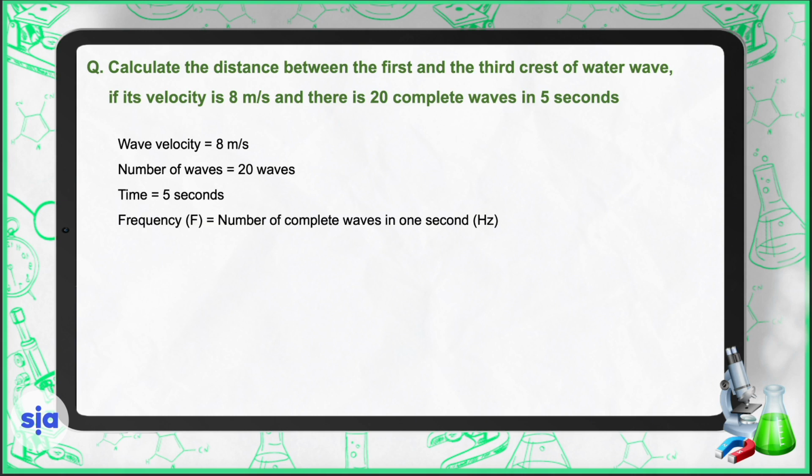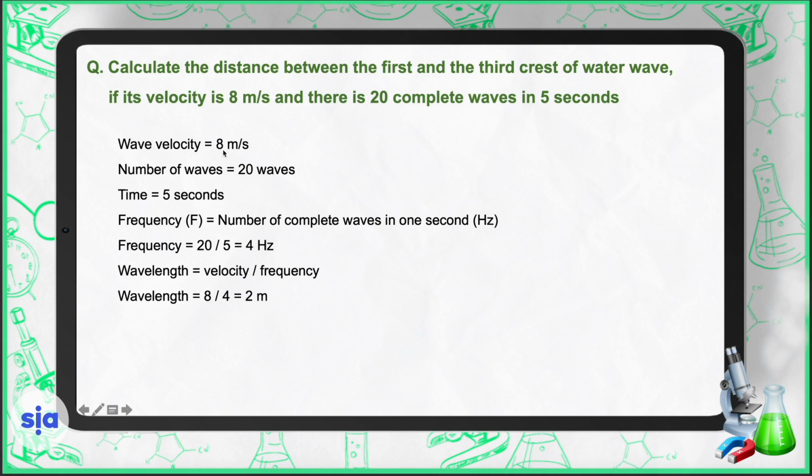The frequency equals the number of complete waves in 1 second. It's 20 divided by 5, which is equal to 4 Hertz. The wavelength equals velocity divided by frequency, which is equal to 8 divided by 4, which is equal to 2 meters. The distance between the first and the third crest equals 2 meters times 2, which is equal to 4 meters.